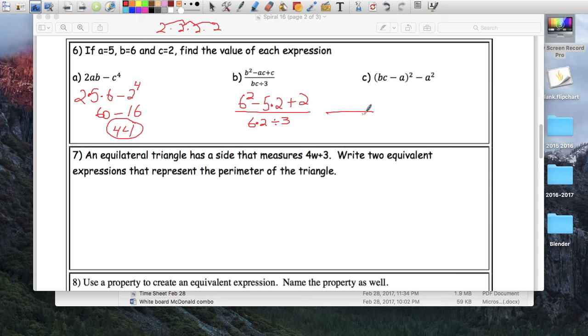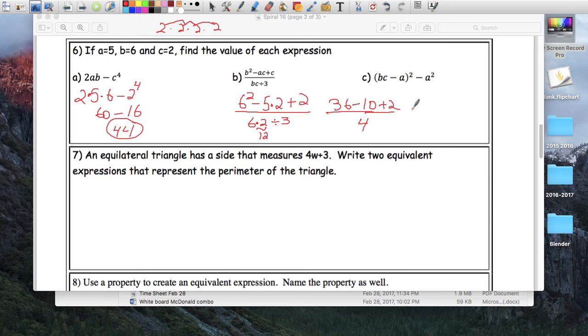So let's do the top and the bottom separately. On the top, 6 squared, I can change that. It's 36 minus 5 times 2. I'm just going to leave it as 10, and then plus 2. The bottom, 6 times 2 is 12, and 12 divided by 3 is 4, so that's what I get. So I don't have to do anything more at the bottom. I still have stuff to do on top.